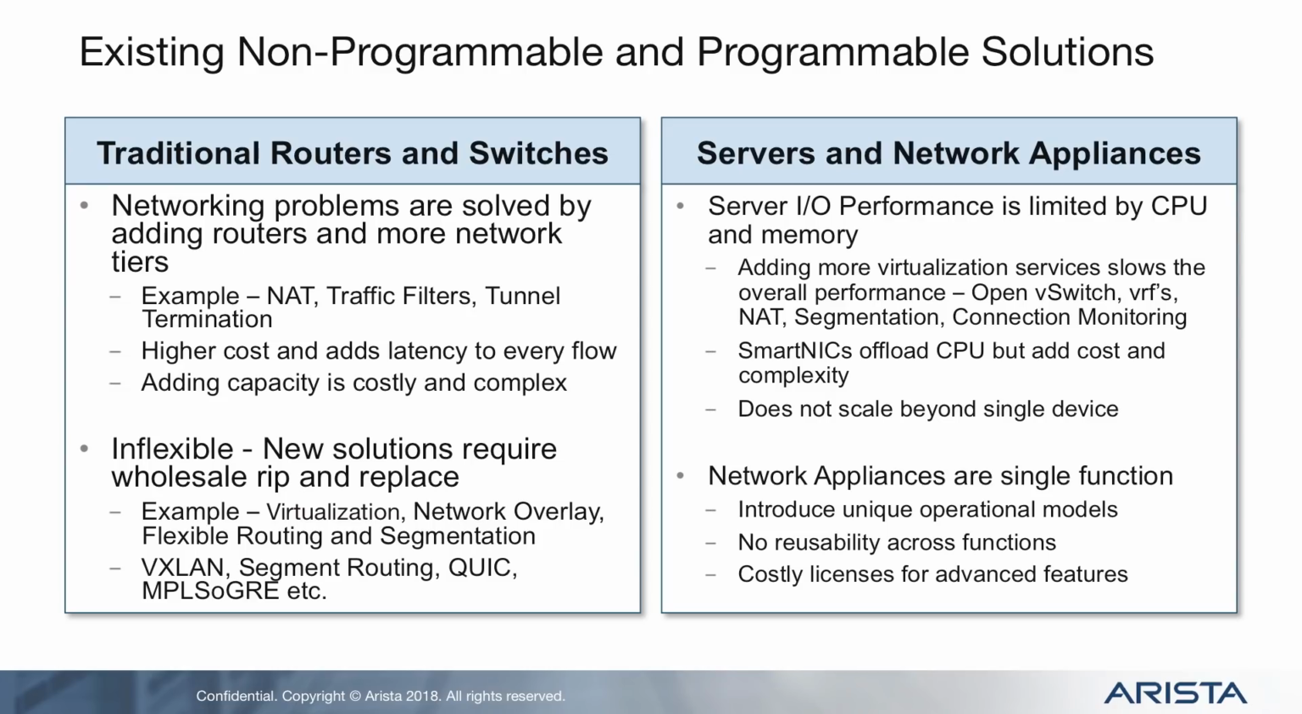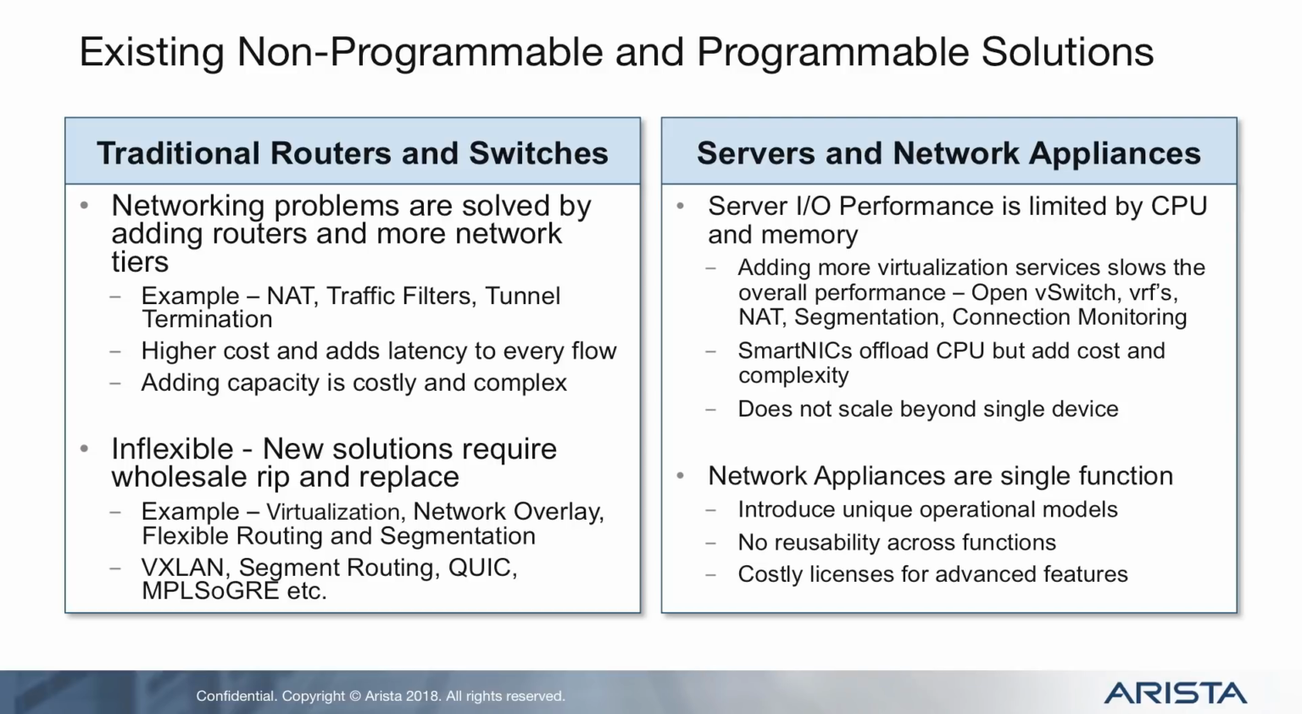So first of all, let's take a look at the state of the art of both non-programmable and programmable solutions today. In many large scale networks today, there's a series of networking problems that are typically solved by adding routers and more networking tiers to solve those problems. If you're trying to address challenges with NAT, traffic filtering, scaling up tunneling, tunnel terminations, you add in tiers of additional devices. That in turn brings additional cost. It adds latency to every flow that's got to go to these external devices and then come back into the network. And as you need to add capacity, that itself is costly and complex.